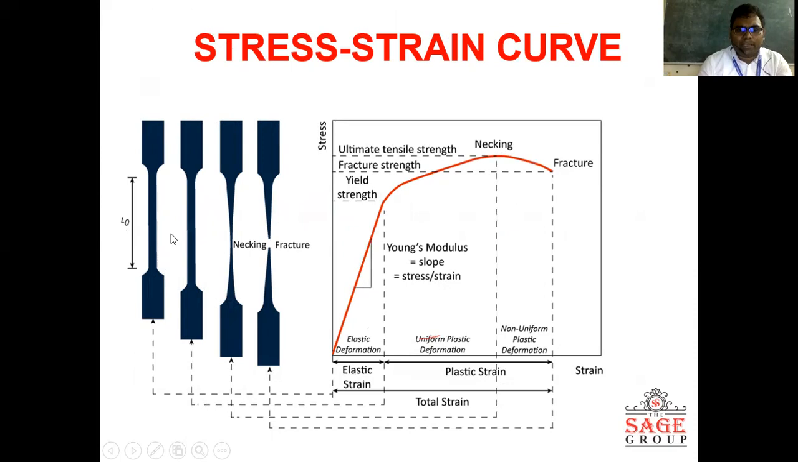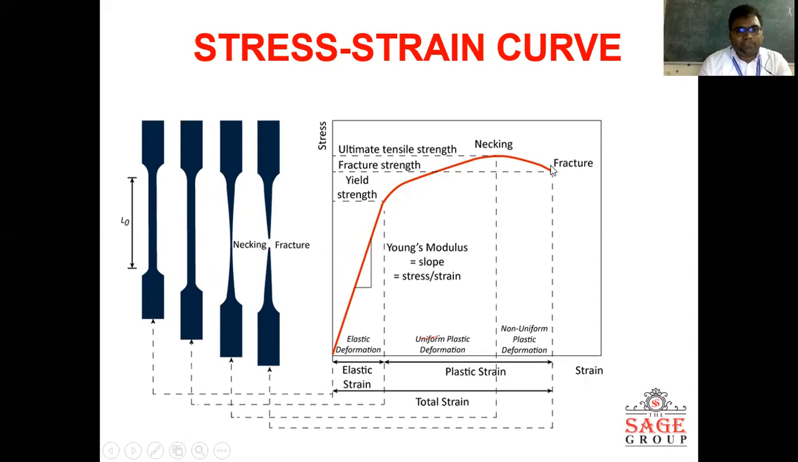When you apply load, the material is stressed up to here. This is called the yield point state. If you remove the load, it will regain its shape. Beyond that, if you again apply gradual load, it reaches the maximum point, and after the maximum point, necking, the neck formation, starts. This is the ultimate tensile strength point, and necking starts from here.